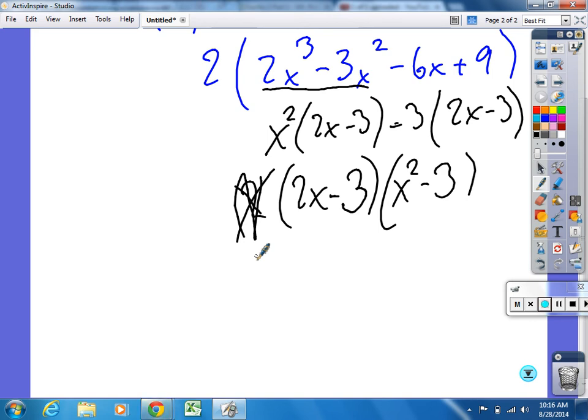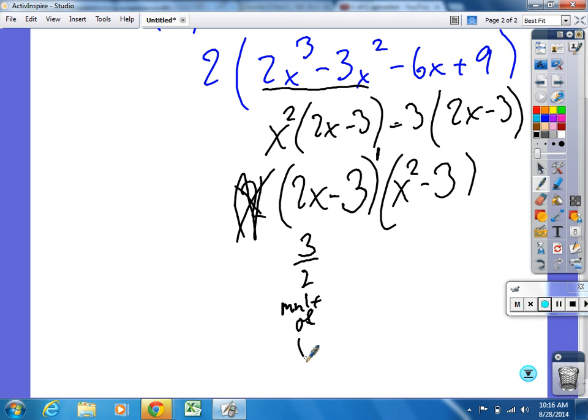What value makes this guy 0? 3 over 2, good. Everybody good there? What's our multiplicity on that fella? 1. You understand why it's 1? Okay, I thought you said 2. Go ahead, Jake. Tell what multiplicity is. That's the power of 1, right? You should just say multiplicity of 1.